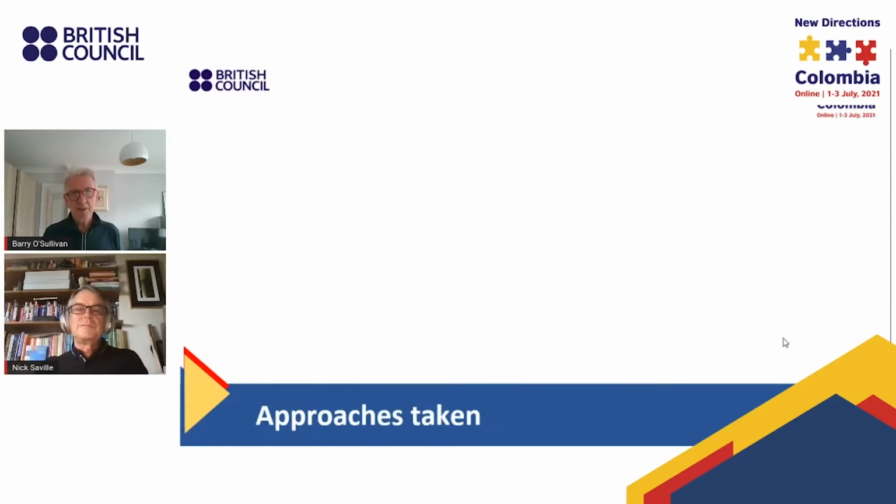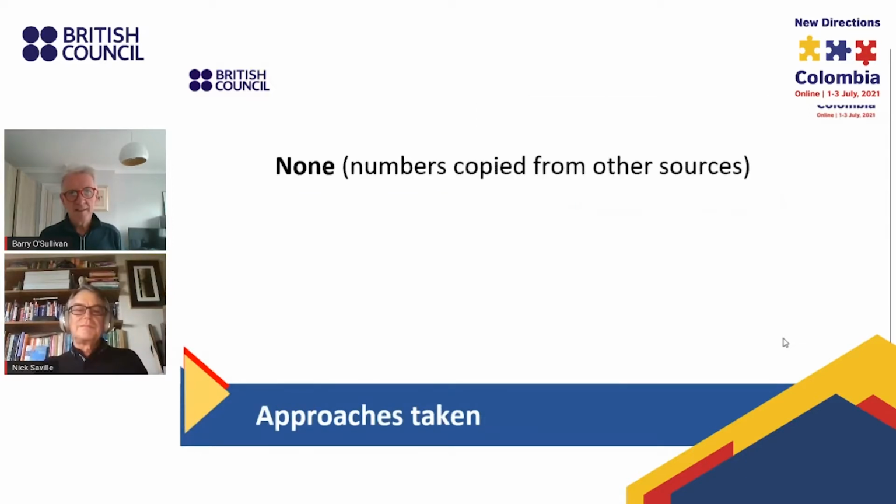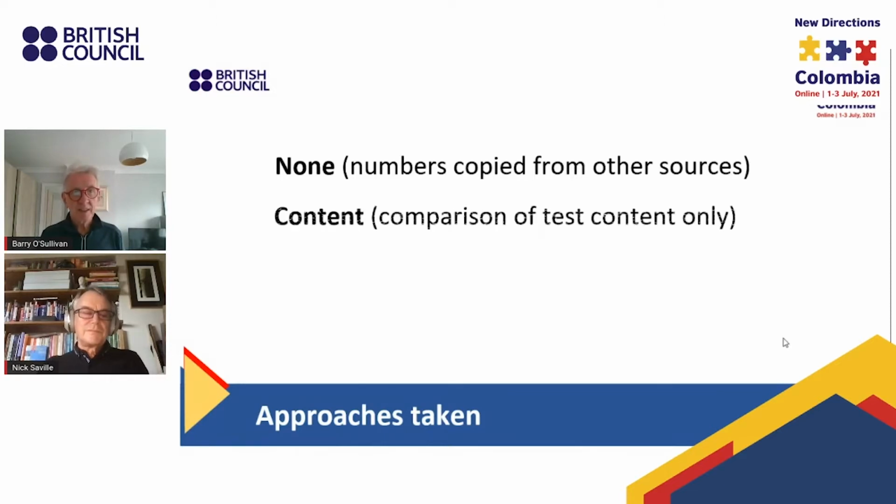And generally, it boils down to a small number of methods. Number one, there's none. People at an institution simply look at what others have done and copy it without actually understanding what they're copying. That's a serious problem. There's another problem in that people have a quick look at the content of two tests and think, well, these are pretty similar. They look like they're testing the same thing. So these are equivalent. I can make claims about that.